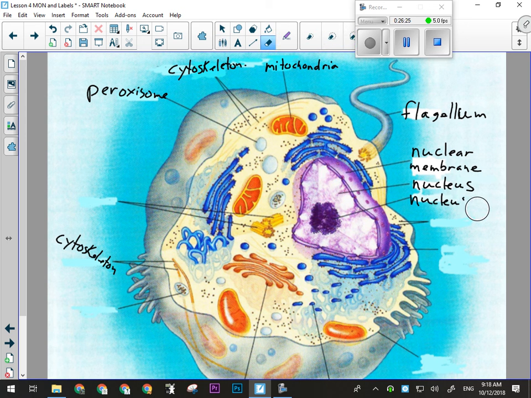Sorry, I spelled that wrong. Nucleolus. Okay. Now, what is the nucleus? If you say brain of the cell, I might throttle you, by the way, so don't say that. Okay. What does the nucleus do?